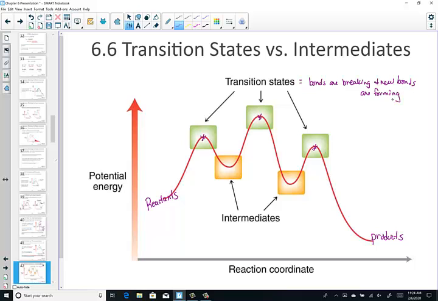You cannot isolate a transition state. You can't pull it out of your reaction vessel and measure it because it's an instant in time where bonds are breaking, new bonds are forming. Now, intermediates, these are substances that get made and then immediately used in the next step.